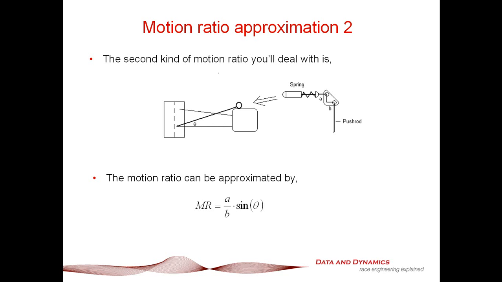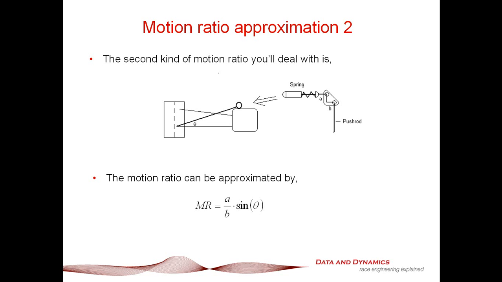The other motion ratio approximation that you can use is if you've got a push rod operated open wheeler arrangement. In this situation, you measure the angle that the push rod's at, and you measure the rocker arms and the rocker motion, and what you'll find here is the motion ratio is A on B multiplied by sine theta. Now, please bear in mind, this is an approximation.